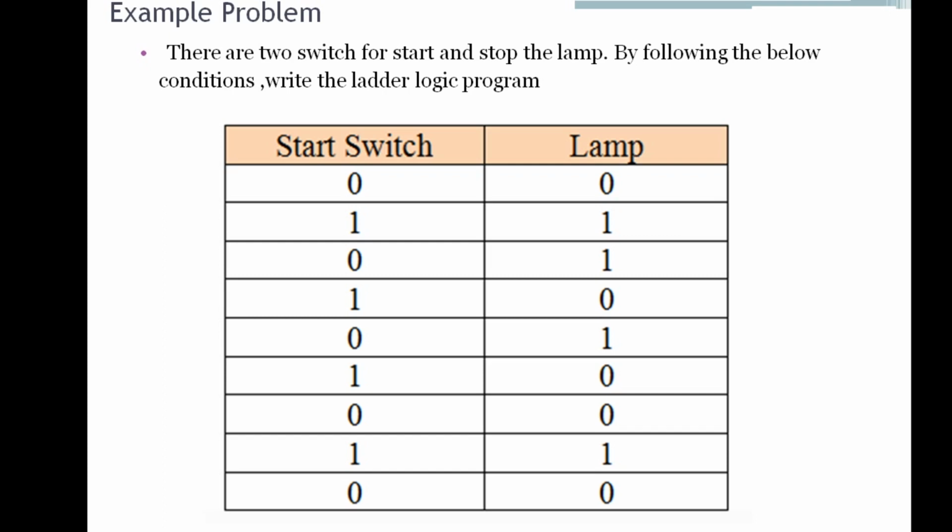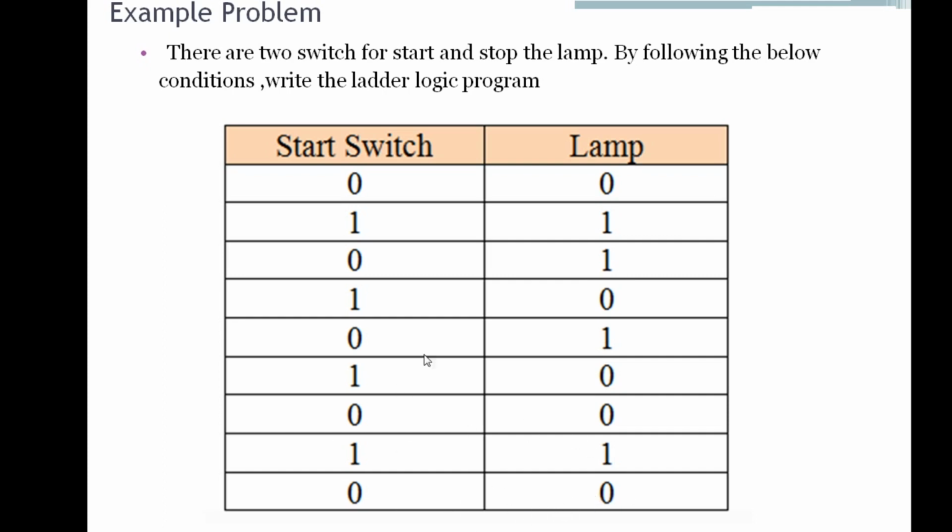Fine. And this is a switch, not a push button. So when the start switch is 0, lamp is 0. That's fine. First condition is 0, 0. When the start switch is 1, lamp should be on. When the start switch is 0, lamp should remain on in this state. Again it is on, lamp is 0. Like that, input has multiple states and output is also changing for each state.